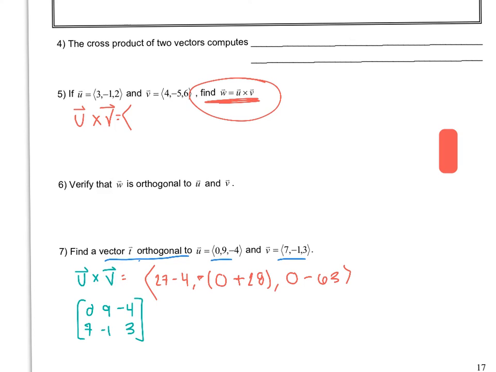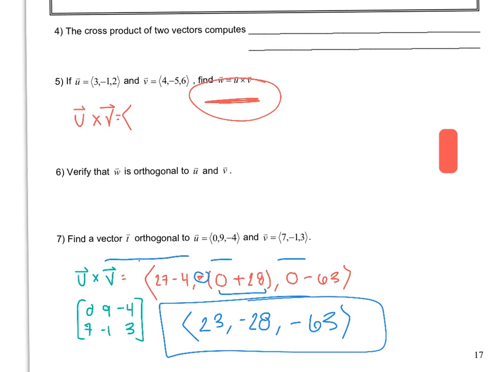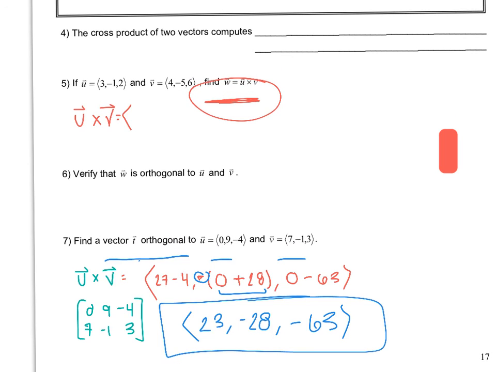All right, so we get all these values. We end up with 27 minus 4, which is 23. We end up with 28 here, but we negate it, so it's negative 28, and then negative 63. So I know I went through that one pretty quick. I just wanted to reinforce the process and give you guys a chance to look at one more example.